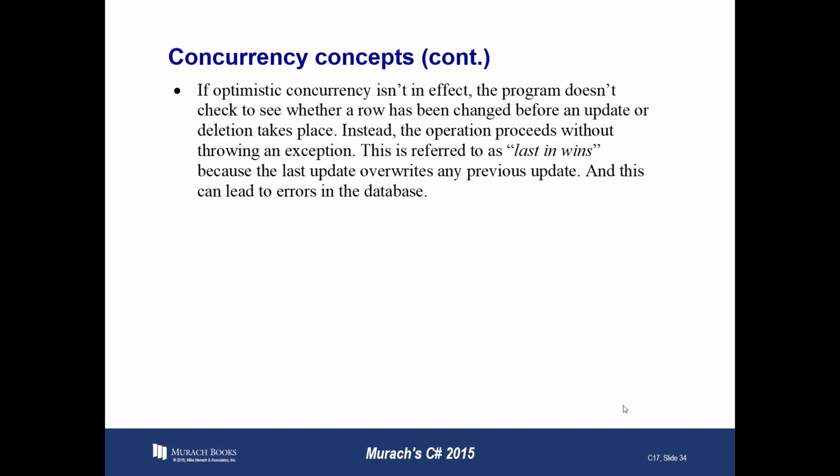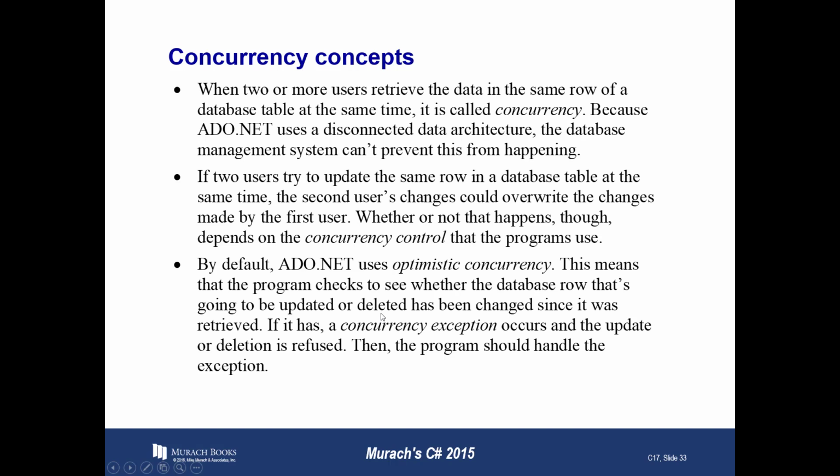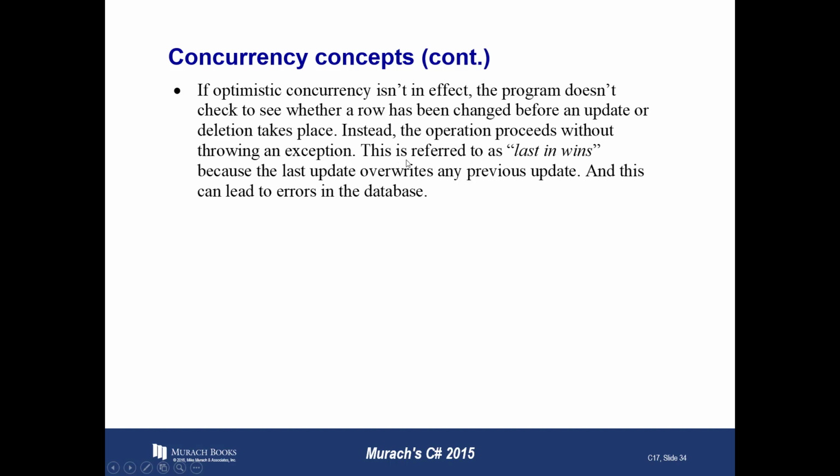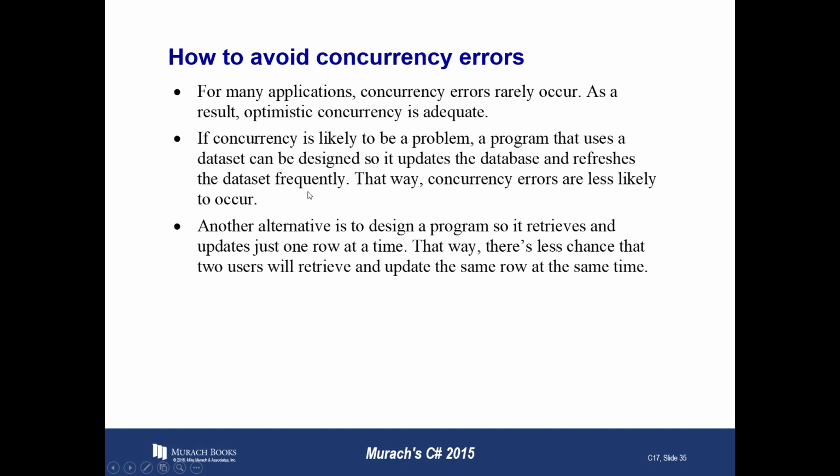If you don't have this optimistic concurrency, then it's a game of what's called last in wins. That would mean if you had user A and user B, user A makes changes to table A, writes them back. 15 seconds later, user B, they both had their own copies, makes their changes, which could be totally different, writes them back. Now you've lost user A's changes. And as it says, it can lead to errors in the database. So how do you keep this from happening?